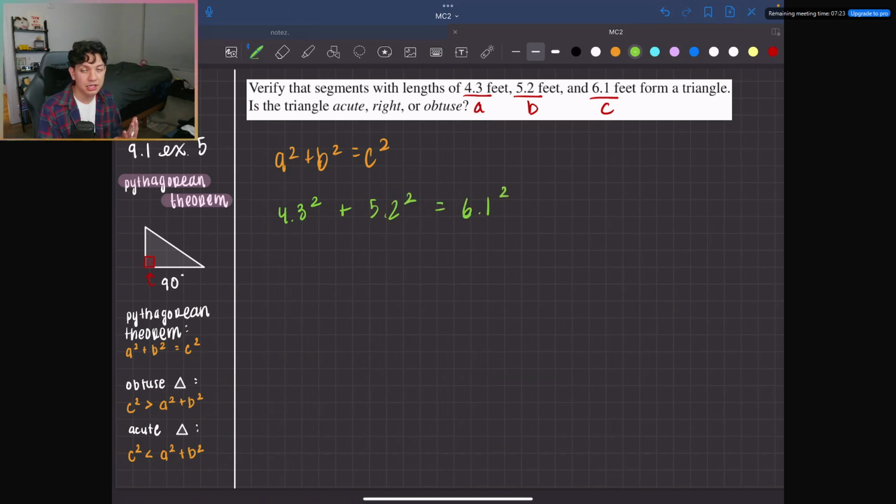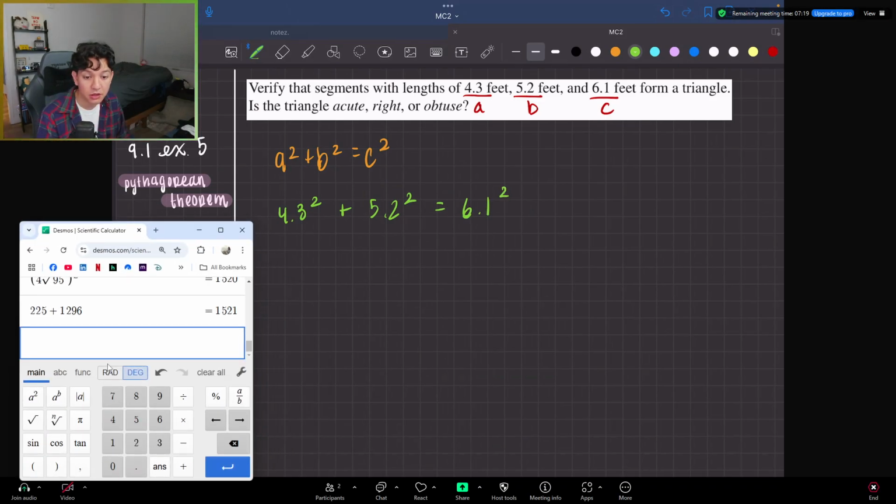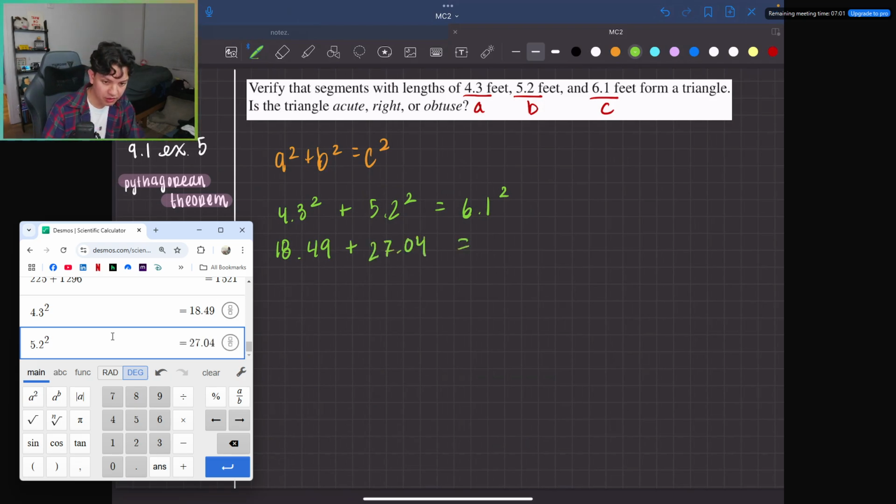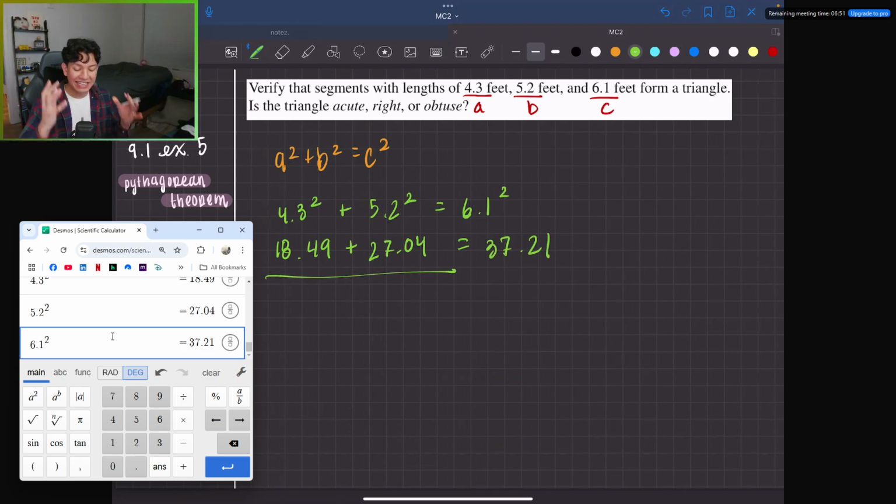Okay, so let's see what happens here. Well, 4.3 squared, I have no idea what that is, so let's use a calculator. 4.3 squared will give us 18.49. Sorry, I said the wrong number. 18.49 plus 5.2 squared, 27.04, equals 6.1 squared, which is 37.21. So if the left side equals the right side, we have a right triangle, okay?